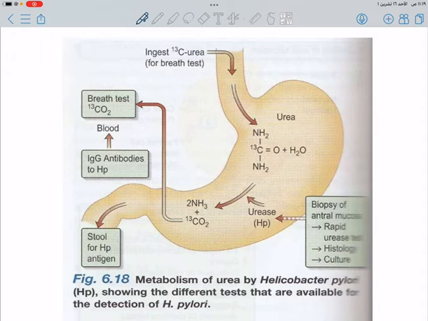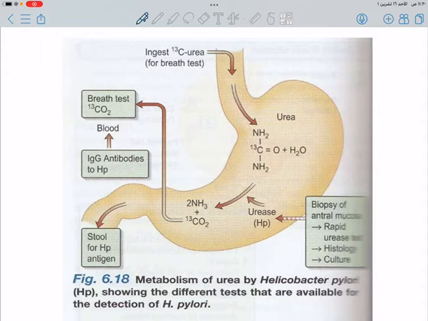We give the patient a small amount of urea just to ingest it, but the urea here is labeled with a radioactive isotope, مادة مشعة. It's called carbon 13. Okay, carbon 13. The CO2 هذا, this CO2 that comes will be labeled with the carbon 13 مادة مشعة.